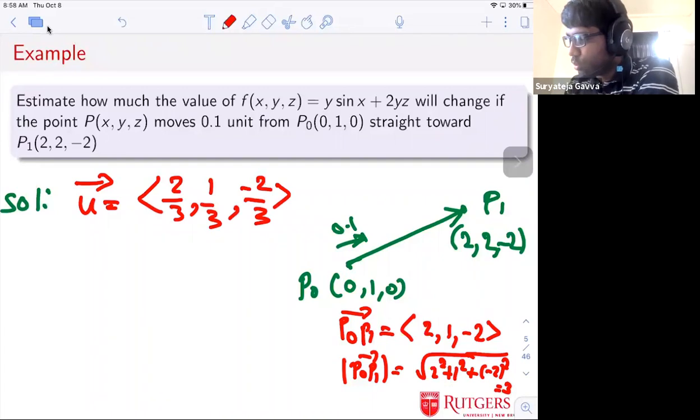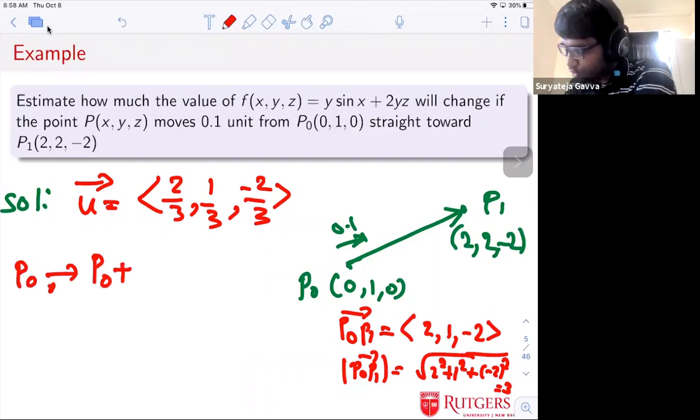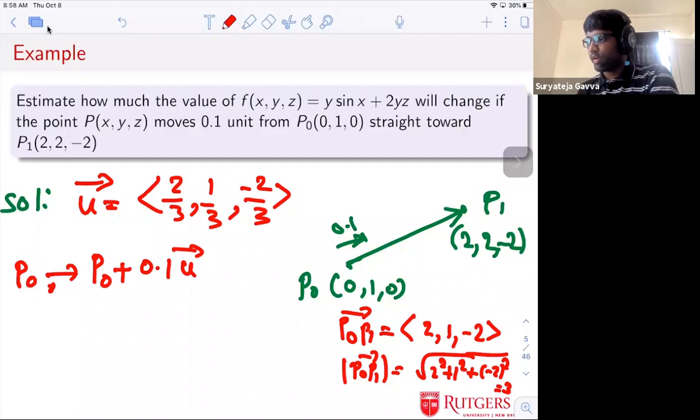Okay, so that's the direction you're moving. Where did you move? You started at P0 and you moved 0.1 unit, so you moved to P0 plus 0.1 times u. This is where you moved. Now you want to compute the change of the value of the function. Normally, if you really want to compute the change, what would you do?